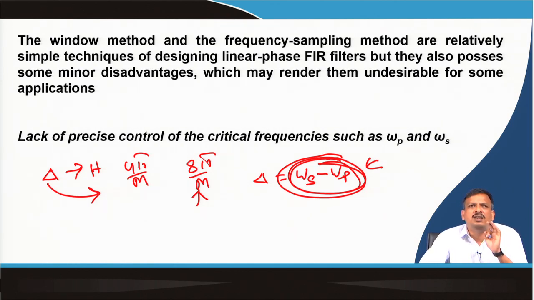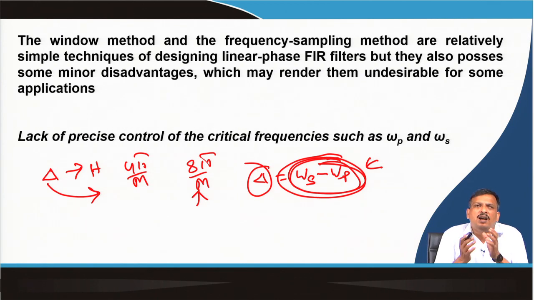Now, I want a method which has the desired control over the transition bandwidth. So, I want to design an FIR filter using a method which can give me control over the transition bandwidth and the ripple in the pass band and stop band. That is why I said I want to design an equiripple linear phase FIR filter using optimization methods.